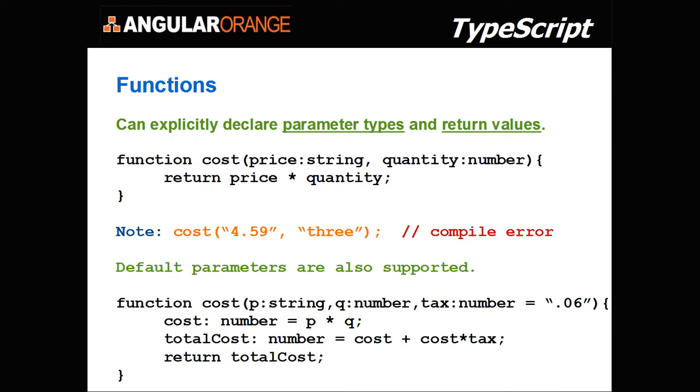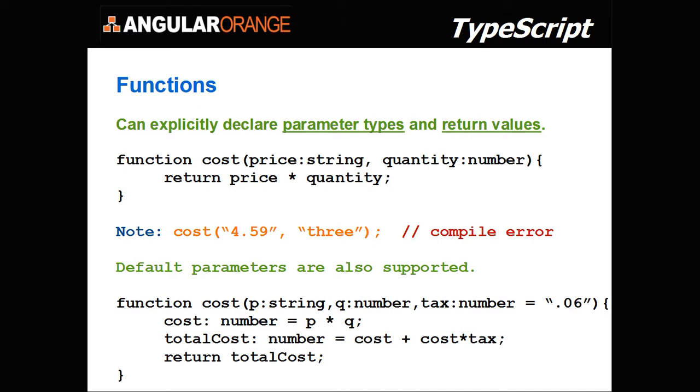Okay, so functions. You can explicitly declare parameter types and return values. So in a function, suppose I define a cost function, and I say the price is a string, the quantity is a number. And then I try to call that function with a quantity which is not a number. I would get a compile error. So the typing can really help you in developing your code appropriately so that there are no runtime errors.